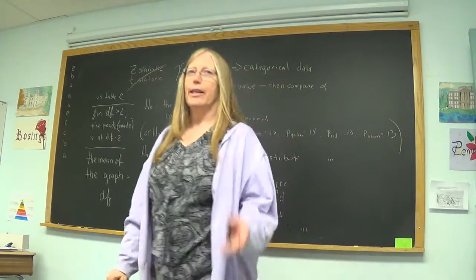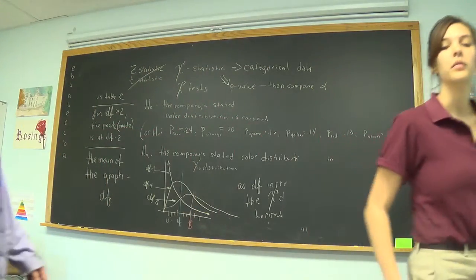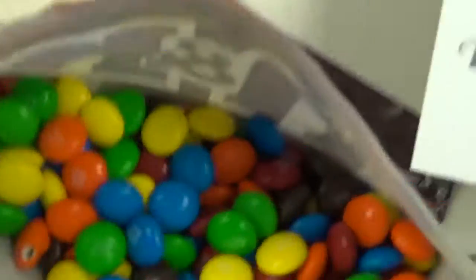Alright, I think we can turn off the video. We count how many are there. We'll be back. We're separating by color. Everybody's brown. Yellow.